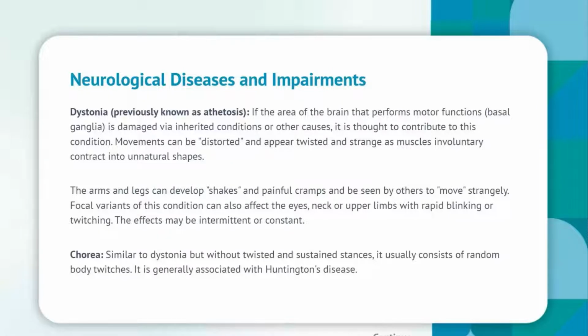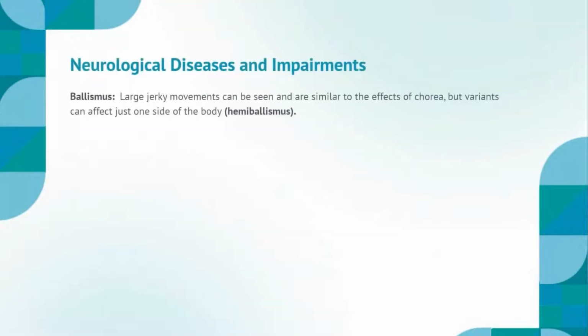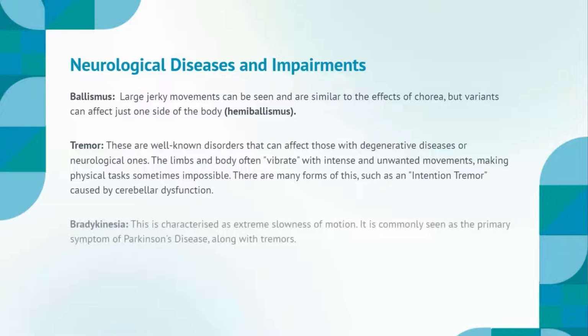Chorea, similar to dystonia but without twisted and sustained stances, usually consists of random body twitches. It is generally associated with Huntington's disease. Ballismus, large jerky movements can be seen and are similar to the effects of chorea, but variants can affect just one side of the body, hemiballismus.